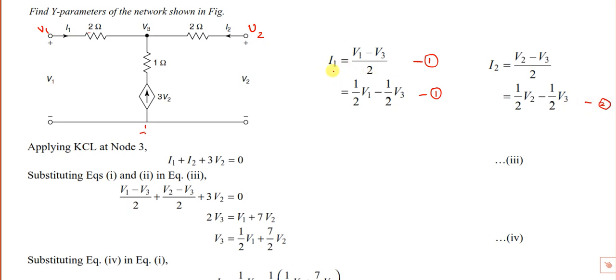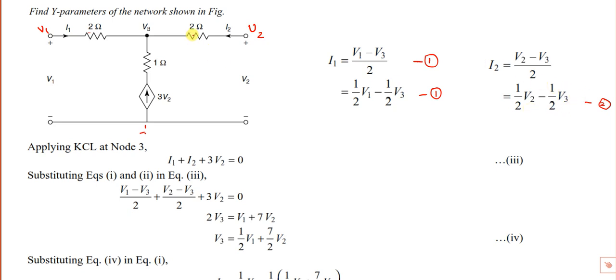So what is the y parameters definition? I1 and I2 are expressed in terms of V1 and V2. But here V3 is there, and here also I2 should be expressed in terms of V1 and V2, but V3 is there. So we have to eliminate this V3 term. The solution is to apply KCL at node 3, get an expression for V3, and substitute that V3 value here.